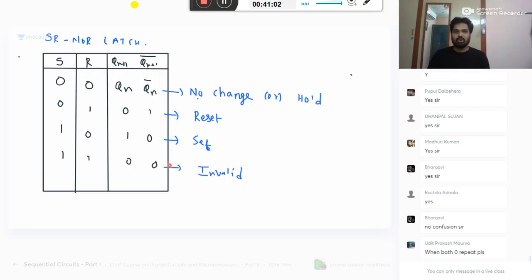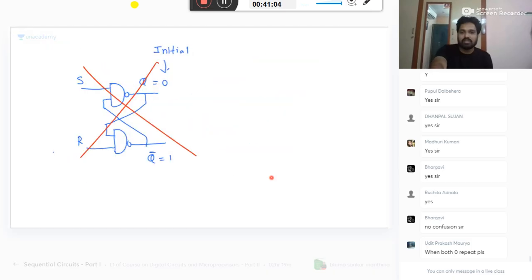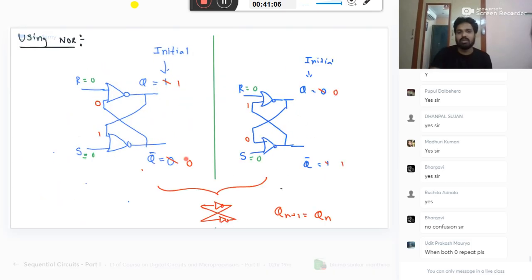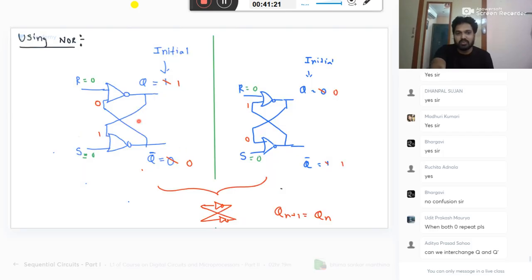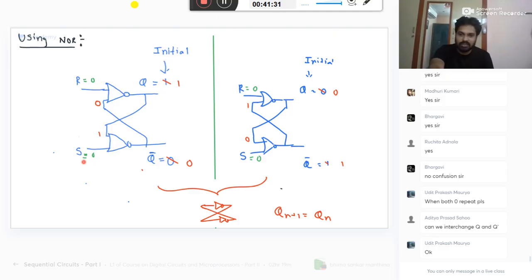So when both are 0, it is not changing. Please see here, Udit. When both are 0, it is nothing but when one, you should remember this in your mind. That's what I told Aditya. You cannot interchange. You can interchange, okay? But you should interchange S and R also in that case. If you want to interchange Q and Q bar, interchange S and R also. Then only you get the proper meaning.